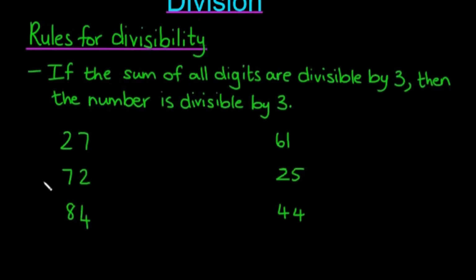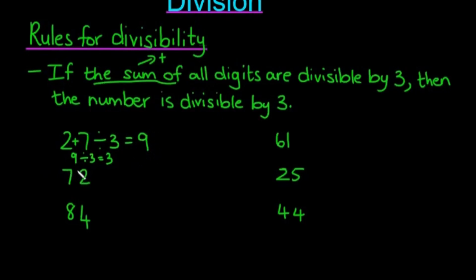The next rule of divisibility states that if the sum of all digits is divisible by 3, then the number is divisible by 3. When we talk about the sum of a number, we mean that we need to add the digits together. So for instance, here I have 27. If I add the 2 and the 7 together, that'll give me an answer of 9. And 9 divided by 3 is equal to 3, so I have a whole number answer. That means that 27 is divisible by 3.